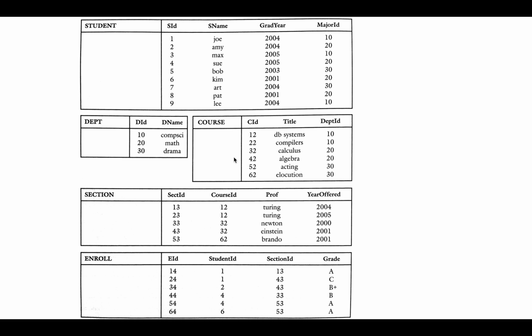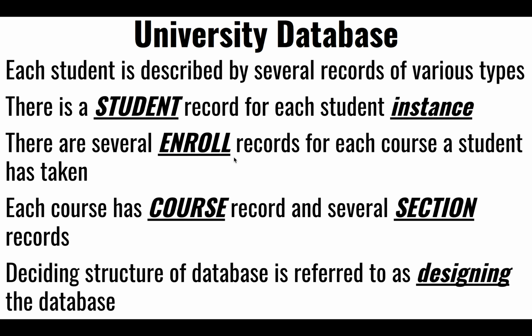Deciding these things, whether something is a class or whether it's an attribute, what data types you're going to use, we call that designing the database. And the process of making those decisions is the design process.